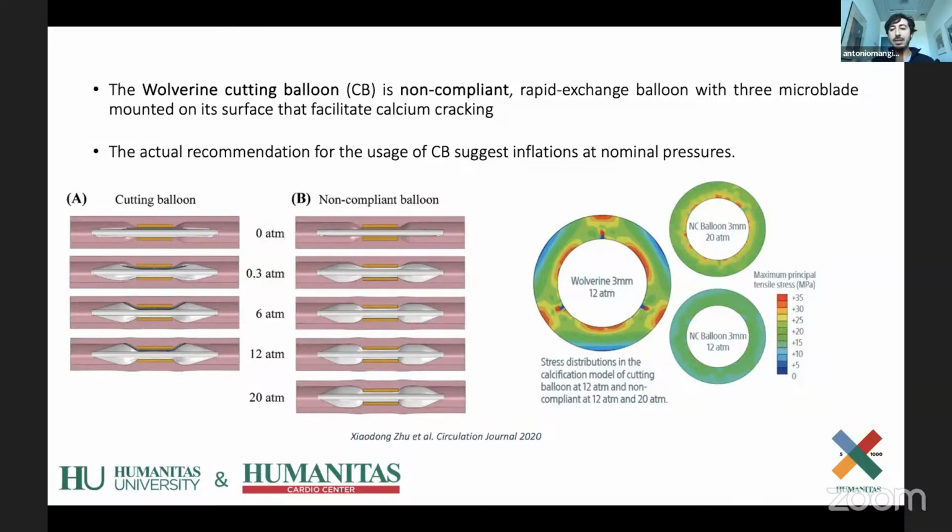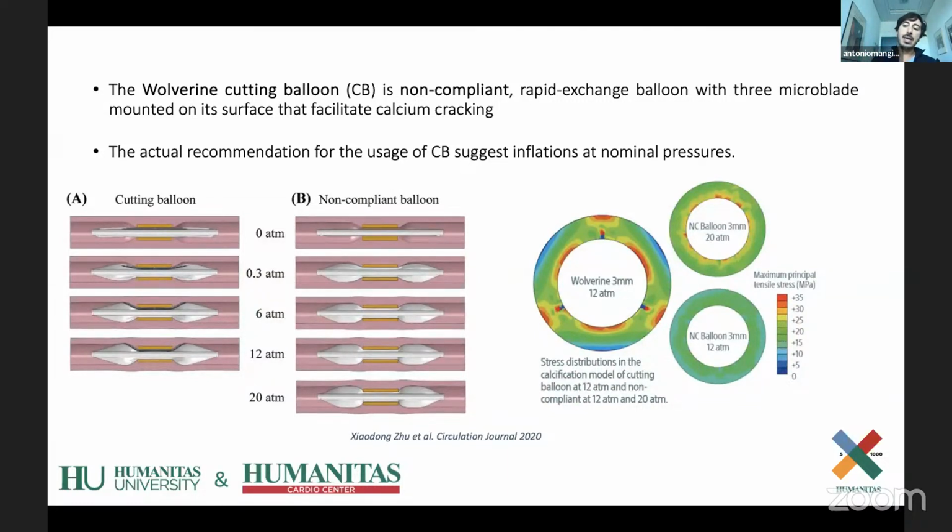And so thanks to this factor, we have the opportunity to obtain a better lesion preparation compared to a non-compliant balloon. So the cutting balloon is not only a non-compliant balloon with blades, but is something more advanced from a technical point of view. But it should be utilized in a very careful way because of the problem of semi-compliance.